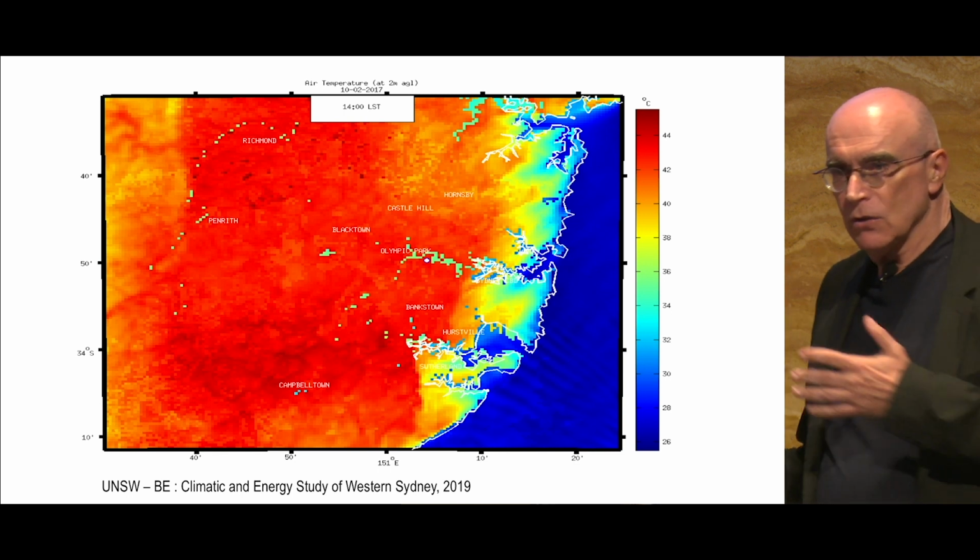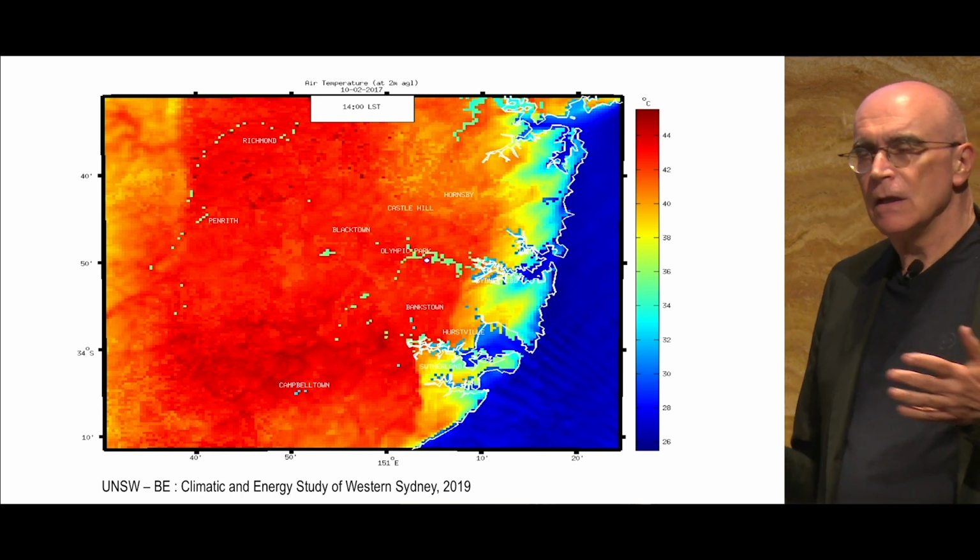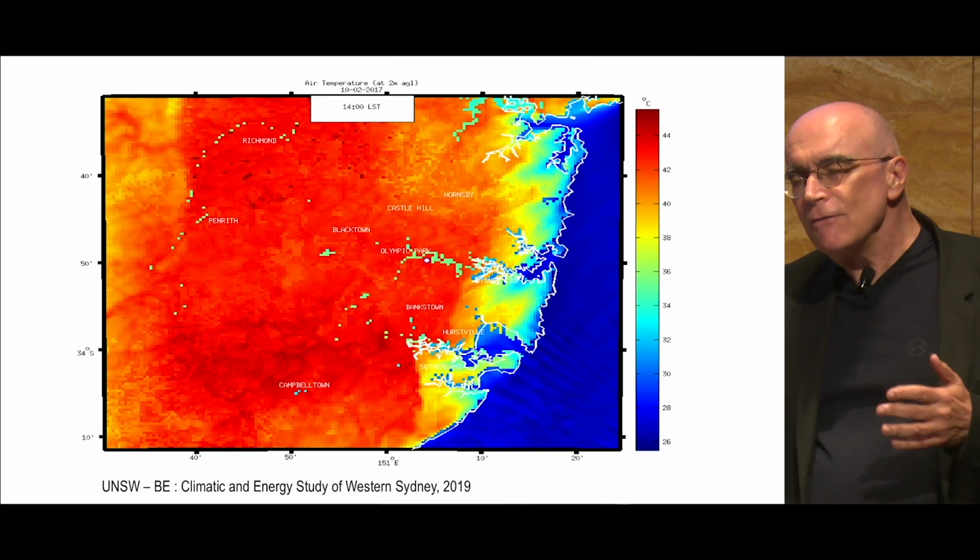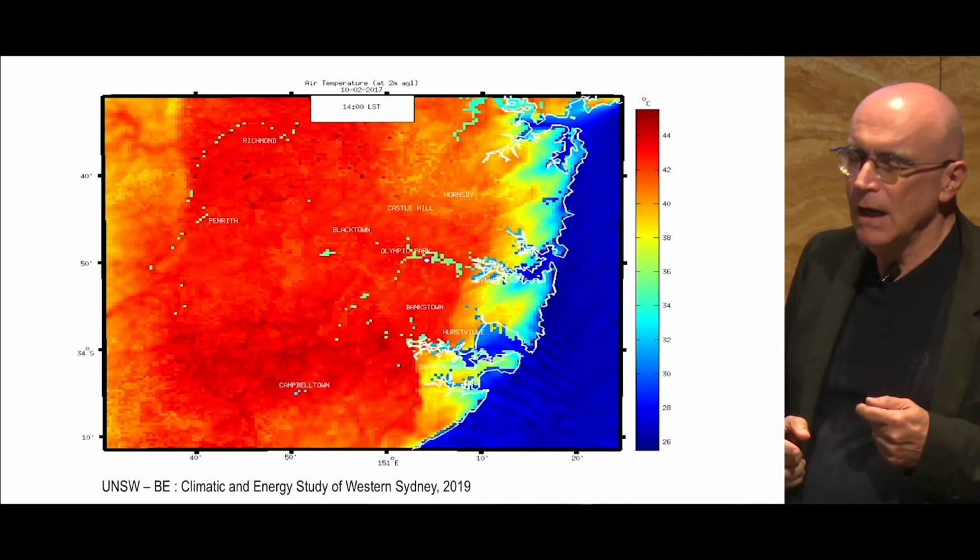Why? Because the eastern suburbs are very much influenced by the sea breeze, while the western suburbs are influenced from the other system, the second system, and unfortunately, the sea breeze cannot penetrate more than the eastern part of Parramatta.